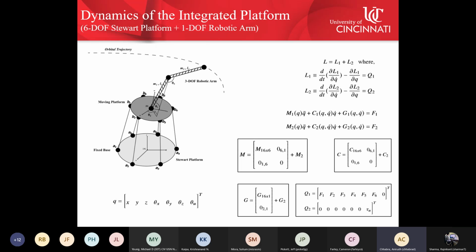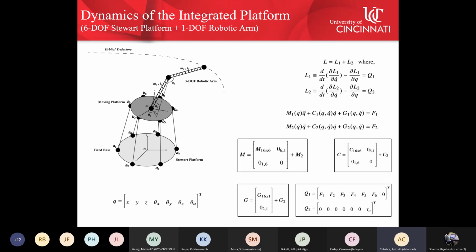So to form the dynamics of the integrated platform, I broke down the Lagrangian into two parts because I already had the dynamics of the Stewart platform. It's an old manipulator, available in papers, research and books. The first part, L1, defines the equations of motion for just the Stewart platform, and L2 defines the equations of motion for the robotic arm. I wanted to do this for a 3-DOF robotic arm, but because of time constraints and some difficulty levels, I could only go to 1-DOF.